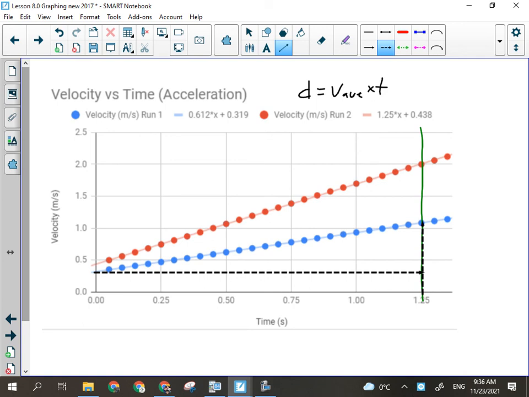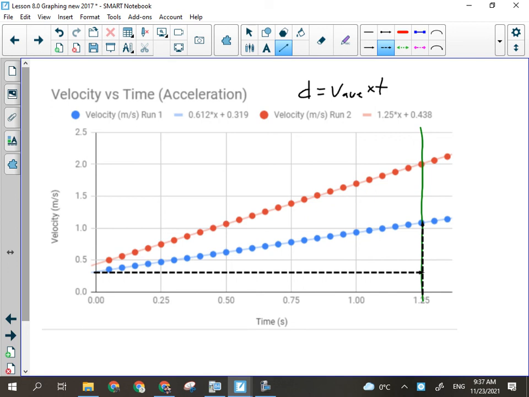So what I need to know is how tall the rectangle is. Do I have that? Yes, the rectangle for the blue line is 0.319 meters per second tall, and its base is 1.25 seconds. Now, that calculates how far the object would have traveled if it traveled at a constant velocity of 0.319. Now I need to add on to that how far it goes as a result of speeding up, and that's the triangle above it.